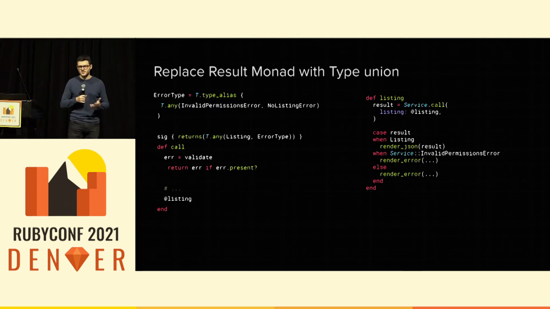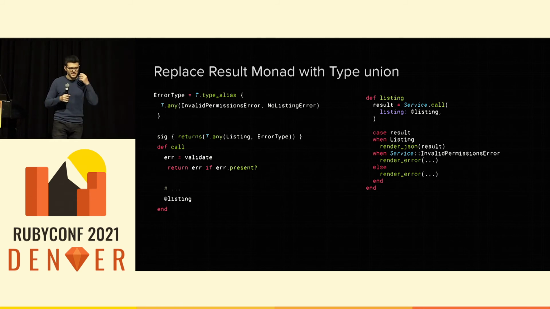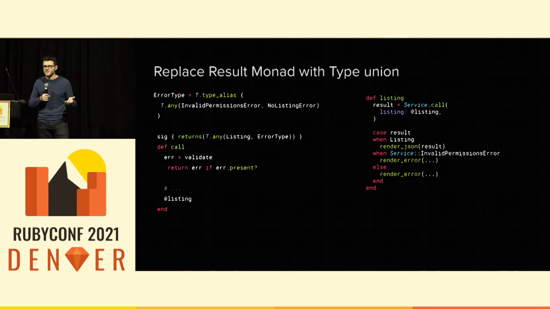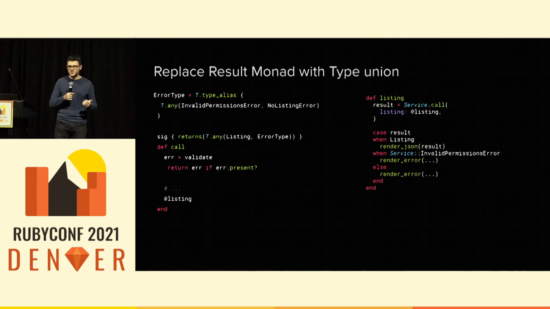If you're not familiar with the result monad, it's basically a vessel that either has the value that you're interested in or some sort of error, and I'm really simplifying it. But the idea here from this example is that we have an error type, and I'm introducing a little bit of new syntax there. It's an alias that the error type could be either an invalid permissions error or a no listing error. And then the function below returns either a listing, which is what we're interested in, or one of the error types, right? And over on the right, the caller is now forced to inspect that: am I getting back a listing or am I getting back some kind of error type, right?